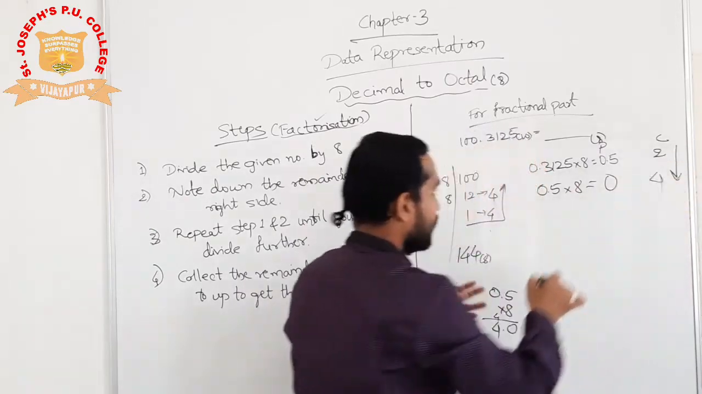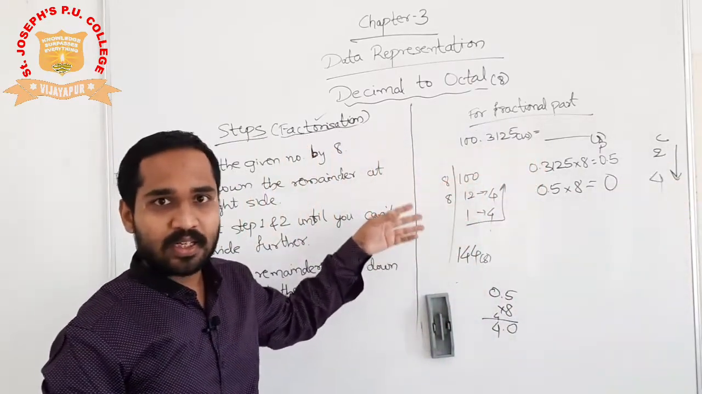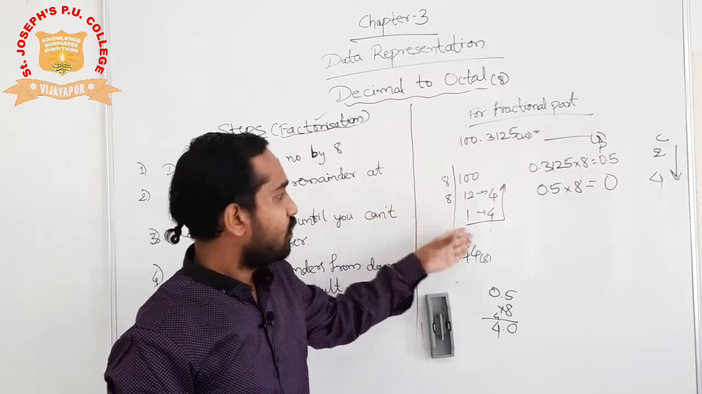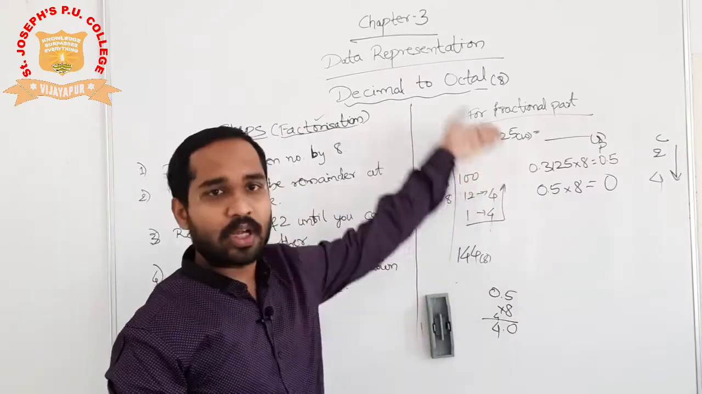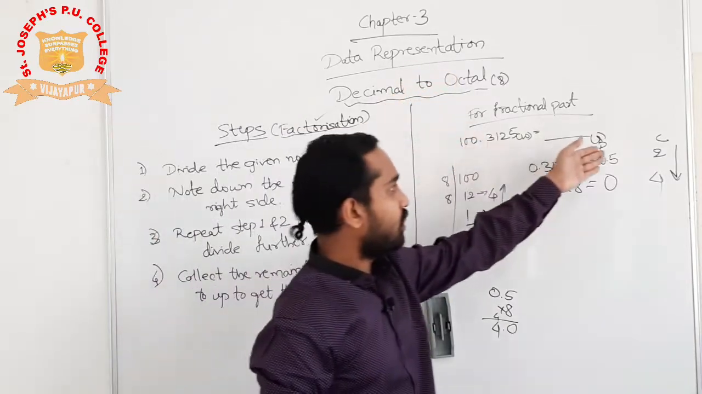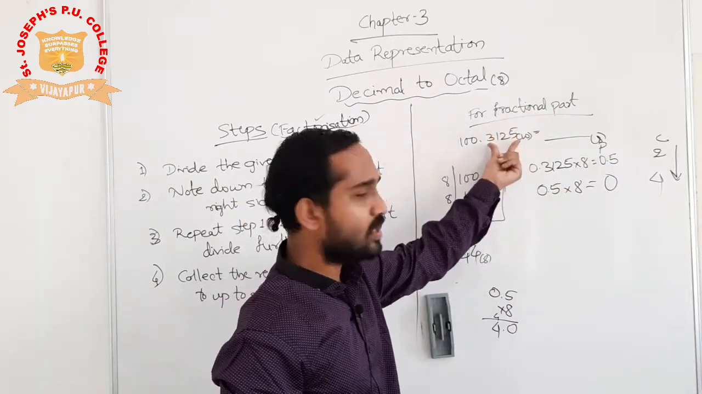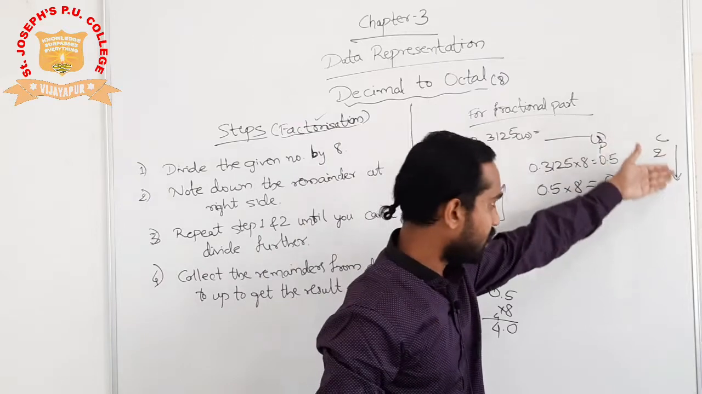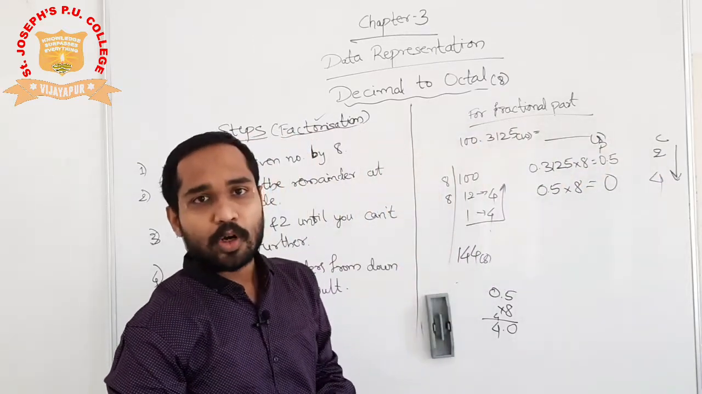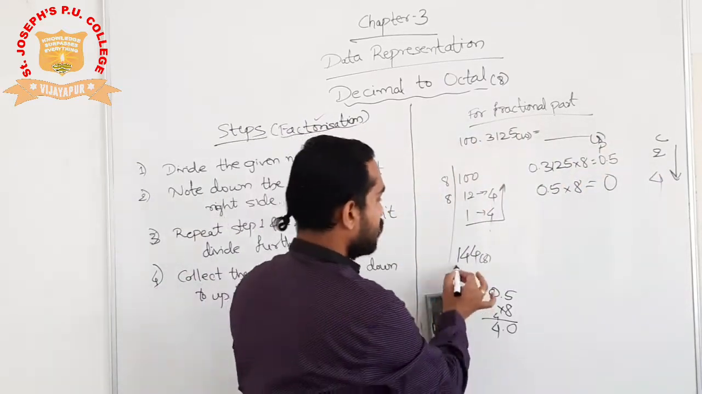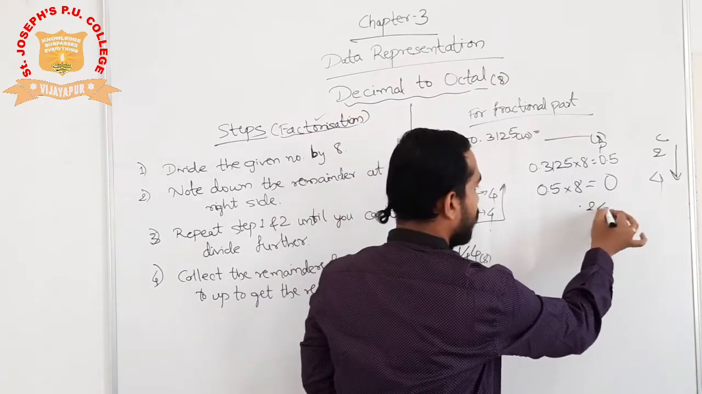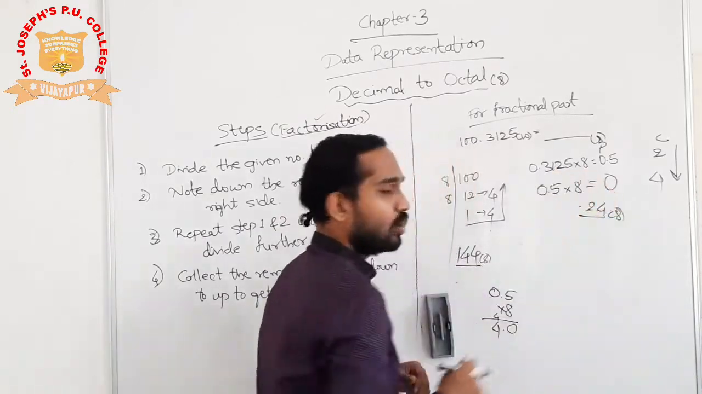And how did we collect the carry part? Downwards. Okay. Reverse of this we used, isn't it? In factorization, we did it like this: from bottom to up we used to collect. But in the fractional part, only when the point is involved, we collect it from top to bottom. So 24. And hence 144 and 0.24. That you have to combine.